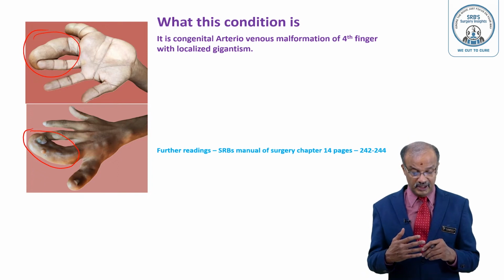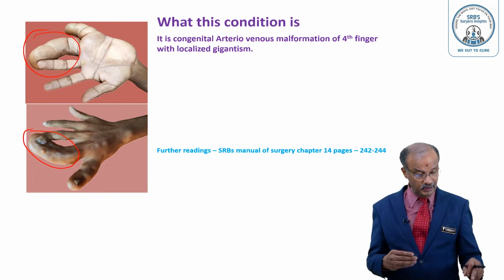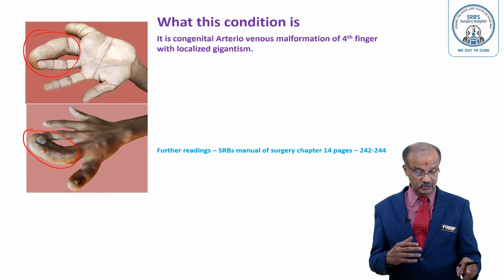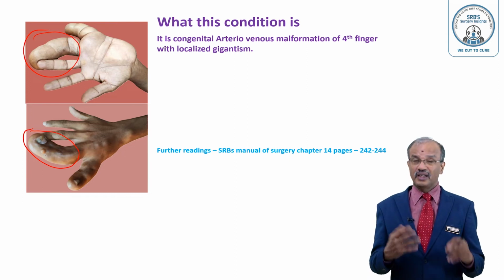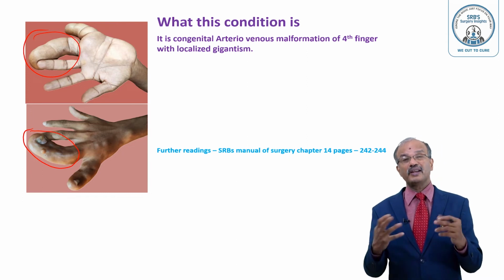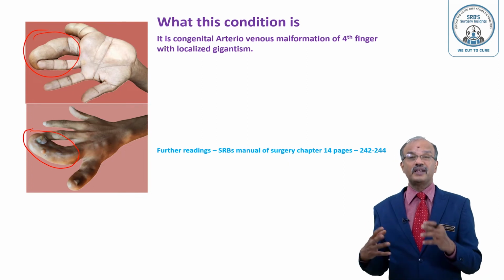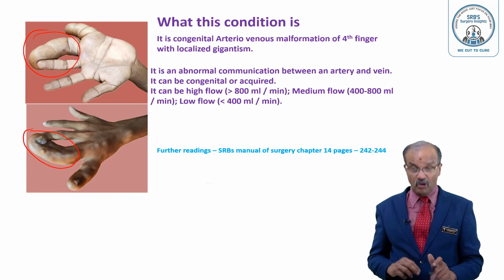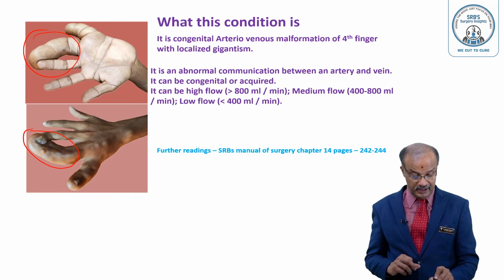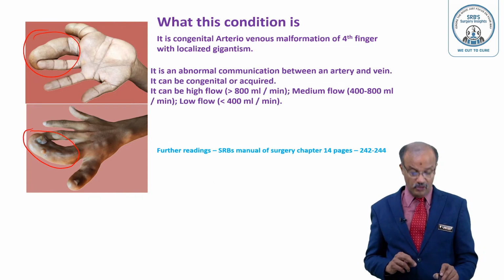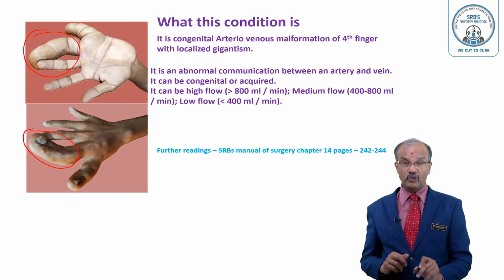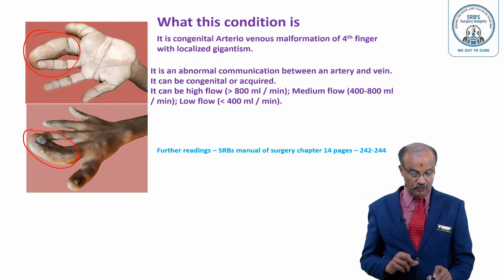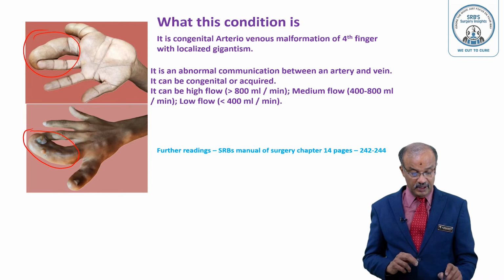So that is the congenital arterial malformation. It's a very typical look. Only the fourth finger is involved here, unlike many times when the entire limb, part of the foot or leg, or the entire hand will be involved. It is an abnormal communication between artery and vein. It's congenital or acquired. It may be high flow, more than 800 ml, or medium flow between 400 to 800 ml, or low flow, less than 400 ml.